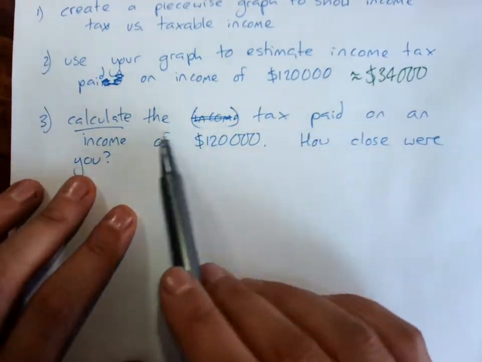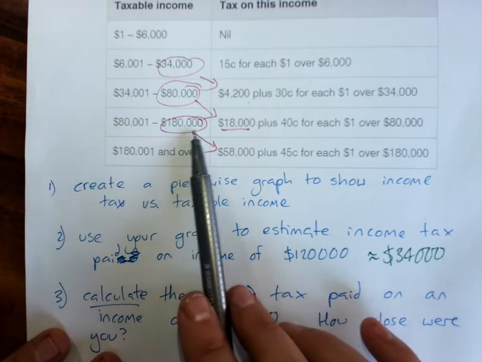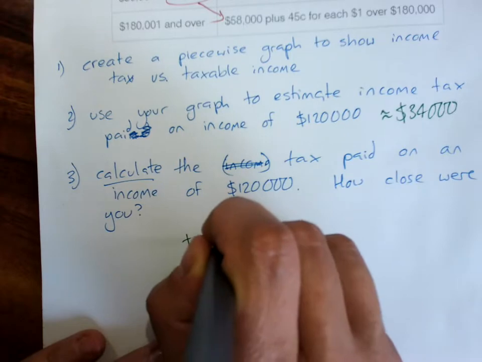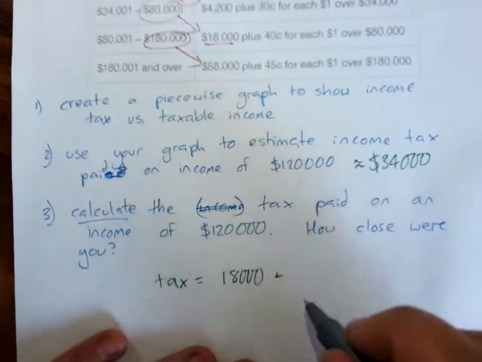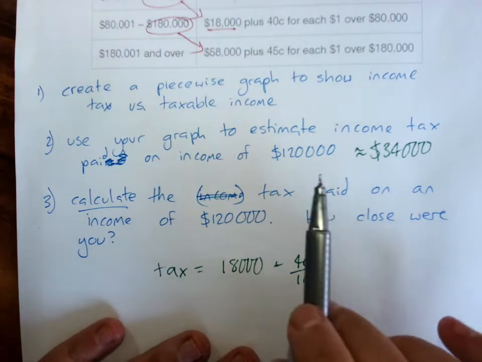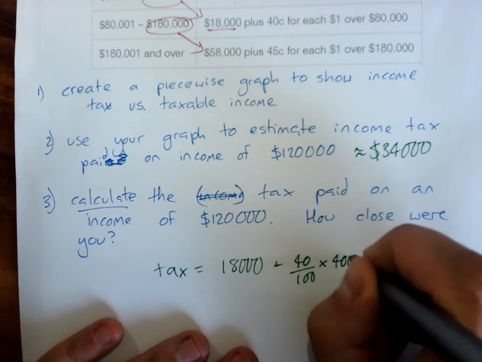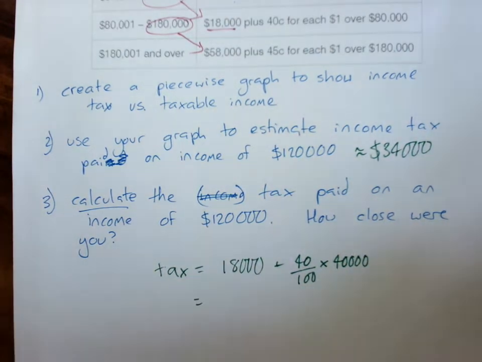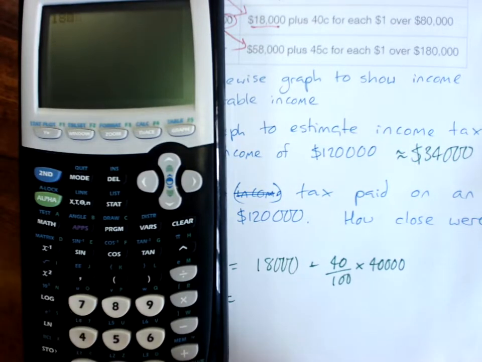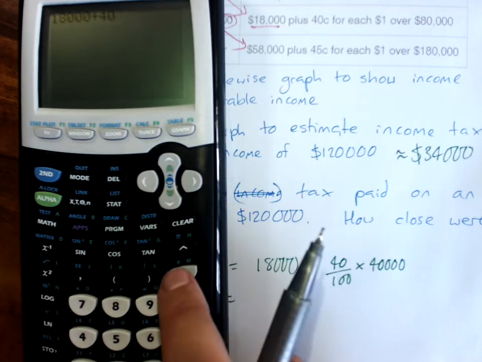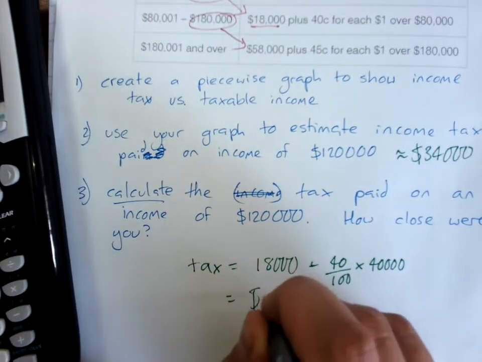Now that says to calculate the tax paid on that income and see how close you were. So that takes you to the table. 120,000 is in this bracket. So that will be 18,000 plus 40% of everything over 80,000. 40 over 100 times, that's 120,000 minus 80,000 gives me 40,000 that I've got to calculate that percentage on. And you can just do this all in your calculator. 18,000 plus 40 over 100 times 40,000, $34,000 tax. I was spot on.